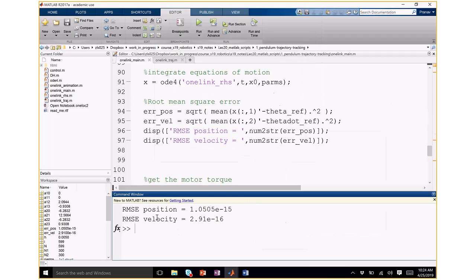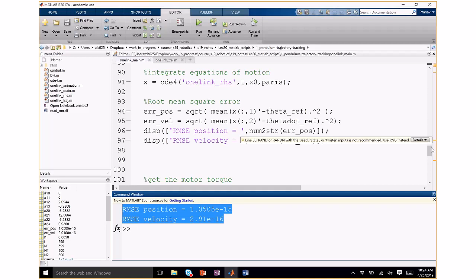But one way to quantify the tracking is to look at the error, right? Each point there is an error, and if you take those errors and then you just find the root mean square, that error is 10 raised to negative 15, negative 6, almost 0. So it's very good tracking.